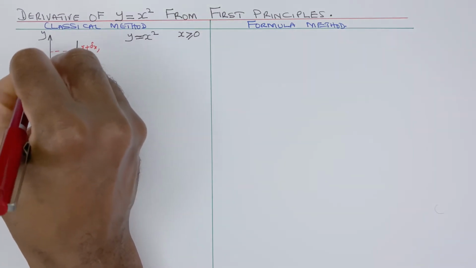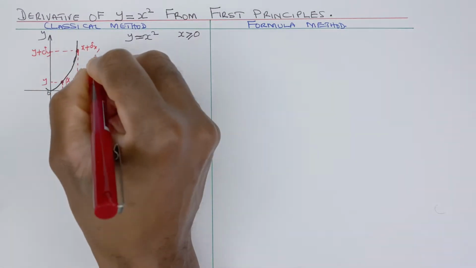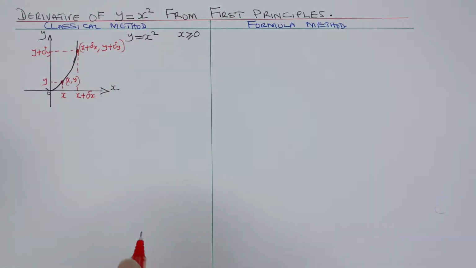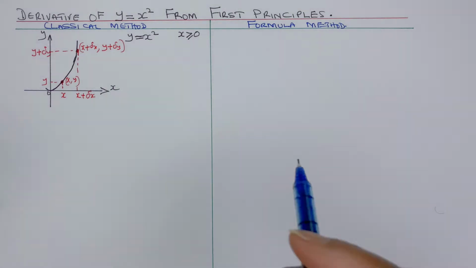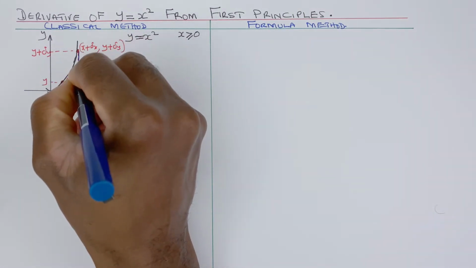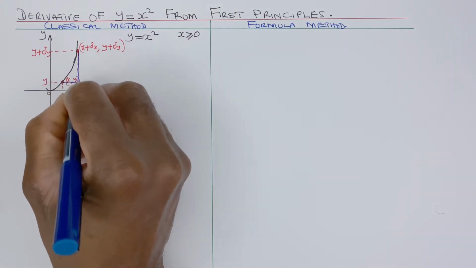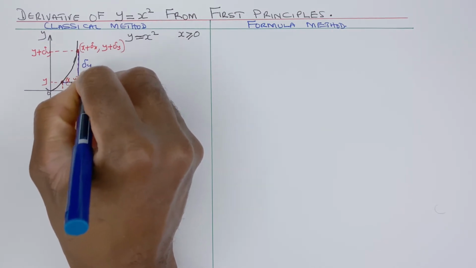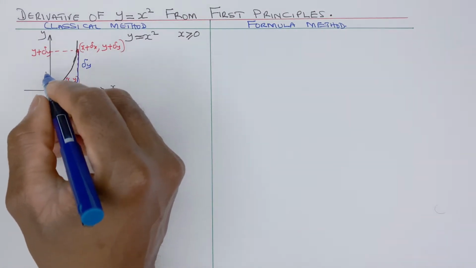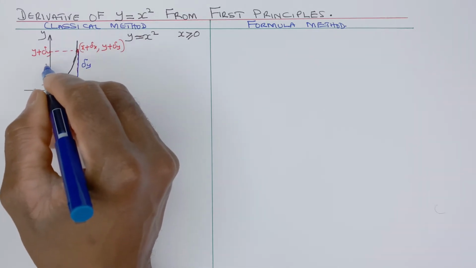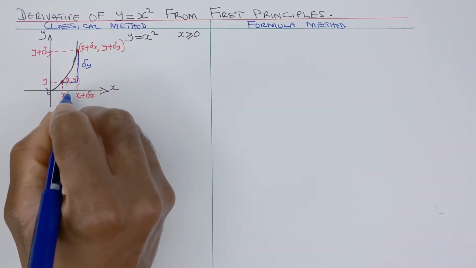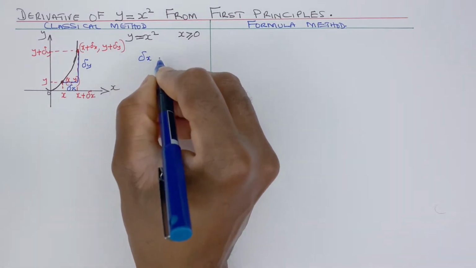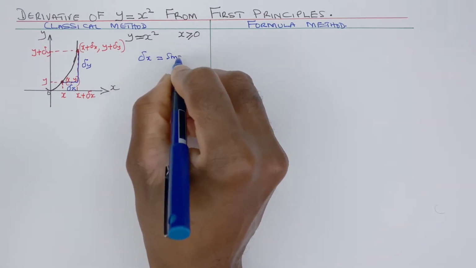y plus delta y. So that's the coordinate. But the gradient will be this height over that length. And that height is called delta y, because that's the difference between that and that. And this length is called delta x, which means small change.